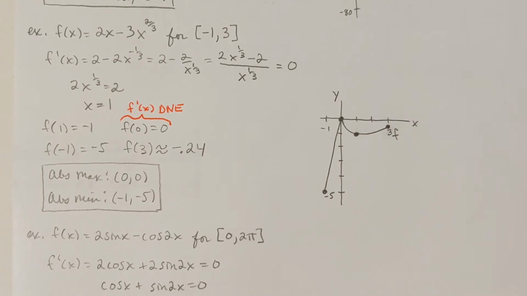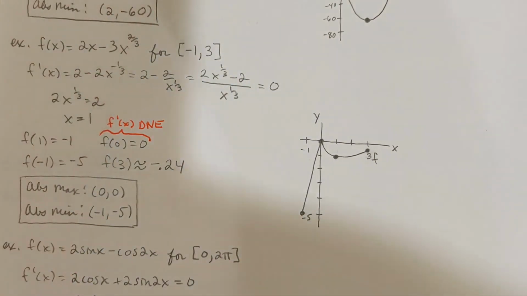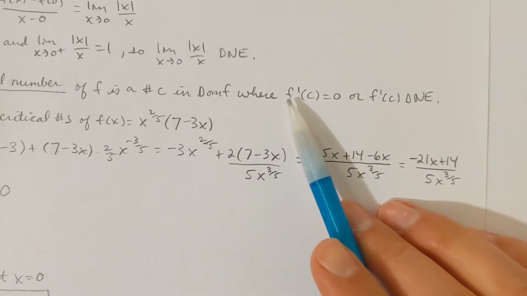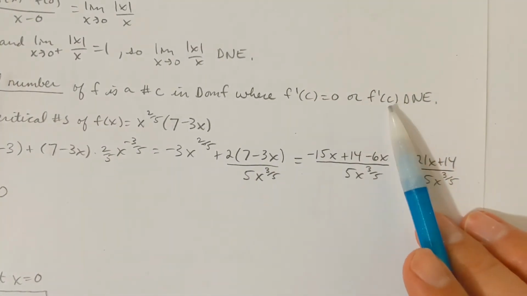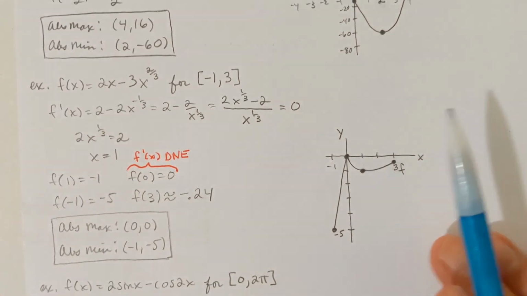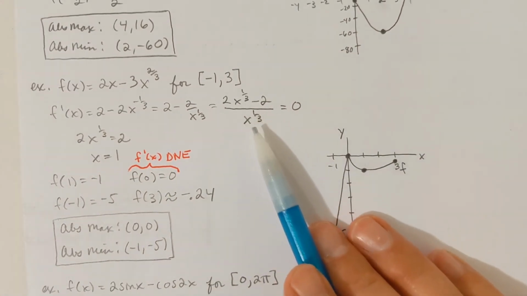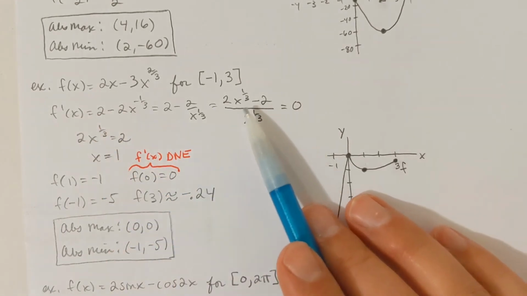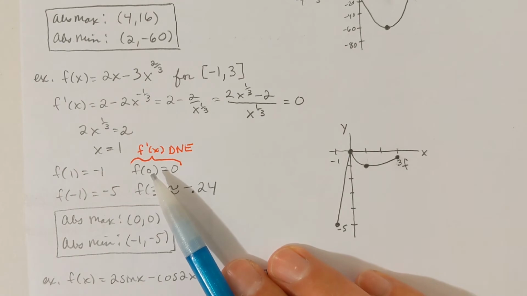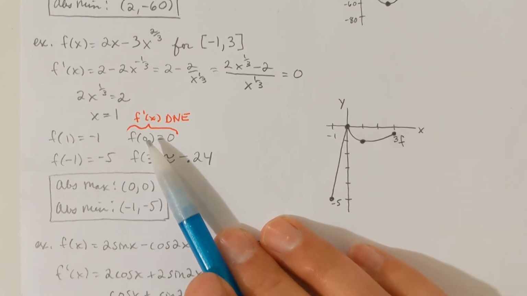A critical number, again, is a number that is in the domain of the function such that f prime of that number is 0 or f prime of that number does not exist. Don't forget about that. So 0 is a problem here for f prime of x, right? I know I can't divide by 0. Therefore, 0 is a critical number. Now that's important in this problem.